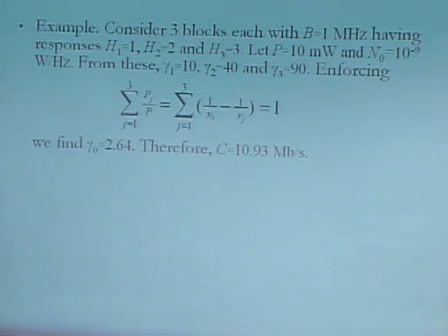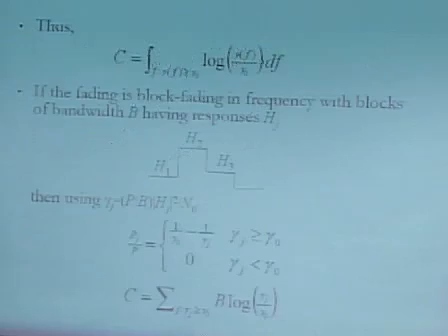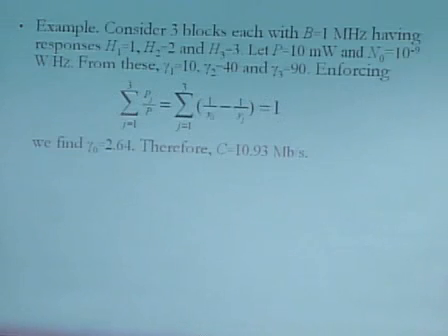And what does that tell us? That this block is not going to be used, right? So the first block, actually no, you cannot say that from here. You have to compute the gamma. So gamma 1, no, all the blocks are used, right? Because the cutoff is 2.64 and the gammas are all bigger than 2.64. So all the blocks are used. And you compute the summation over the 3 blocks, and you find that the capacity is 10.93 megabits per second in this case.